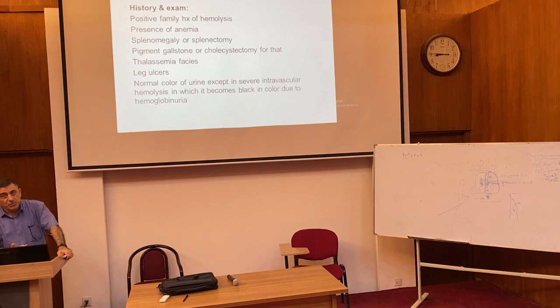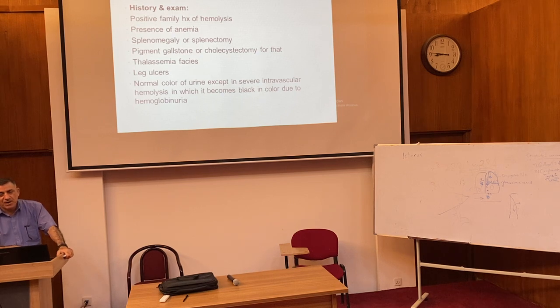Presence of anemia with jaundice suggests hemolytic jaundice. Splenomegaly may lead to splenectomy. Pigment gallstone may lead to cholecystectomy, because bilirubin may lead to formation of gallstones, pigment stones, and bilirubin stones. And cholecystitis with gallstones.